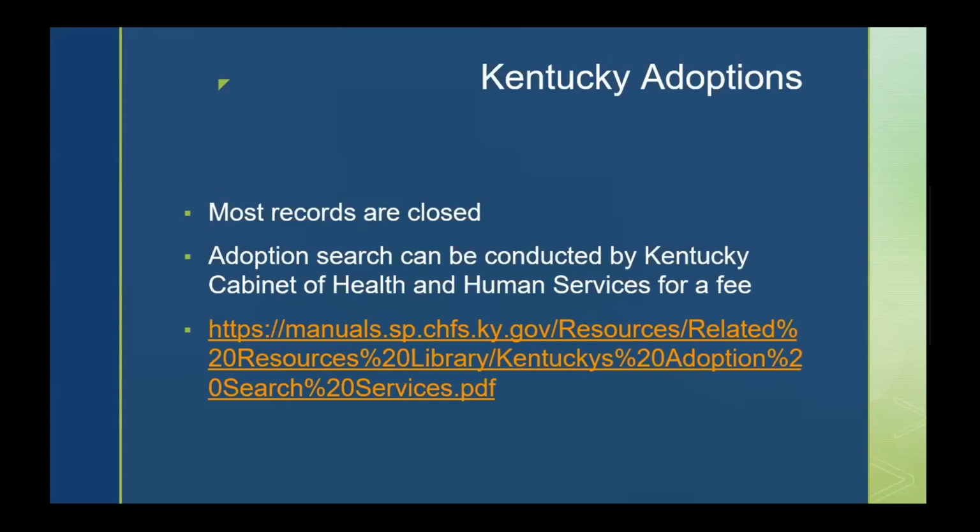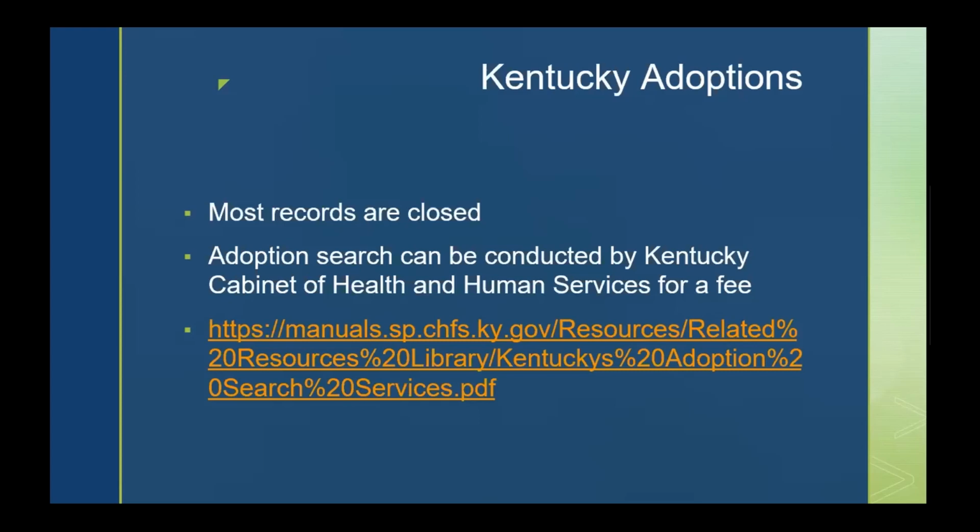Adoptions. So even though most of the states around Kentucky have opened their adoption records to adoptees in some format or another, Kentucky has not done so. So it is considered a closed adoption state. There may be exceptions and ways to get some information. I believe probably non-identifying information is available.